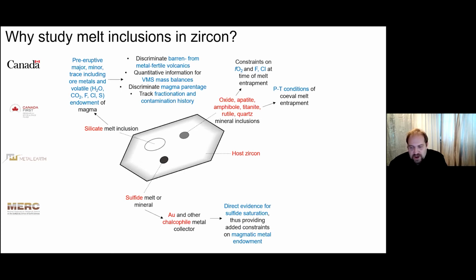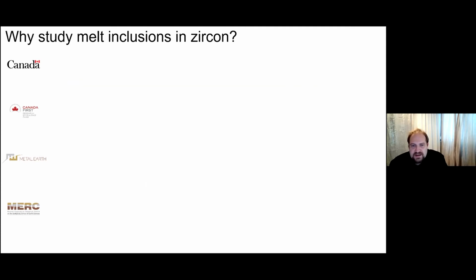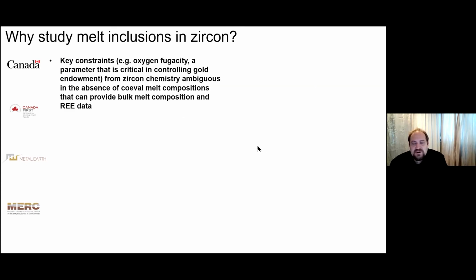And so the key point I want to make here is that, to get at some of the parameters we're interested in, we do need to combine the mineral chemistry with the melt chemistry. The reason we have to do that is that there are some constraints that are very difficult to get at, such as oxygen fugacity, a critical parameter, for example, in controlling gold endowment. We can't get at that solely in highly oxidized systems using zircon chemistry.